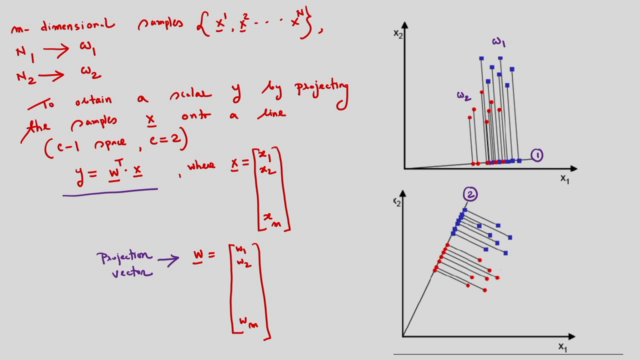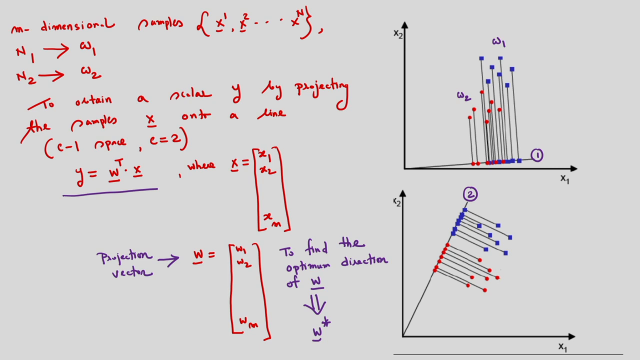Now, how to get the optimum projection direction? Which one is the best projection direction? There may be many, many projection directions, but out of which one is the optimum projection direction? That means the objective is to find the optimum direction given by the projection vector w. This optimum w, I can write as w star. So, I have to determine the optimum direction w star. That is the objective of the LDA.